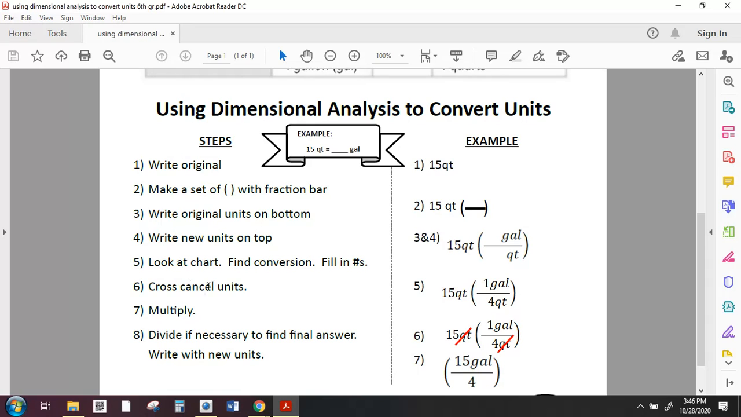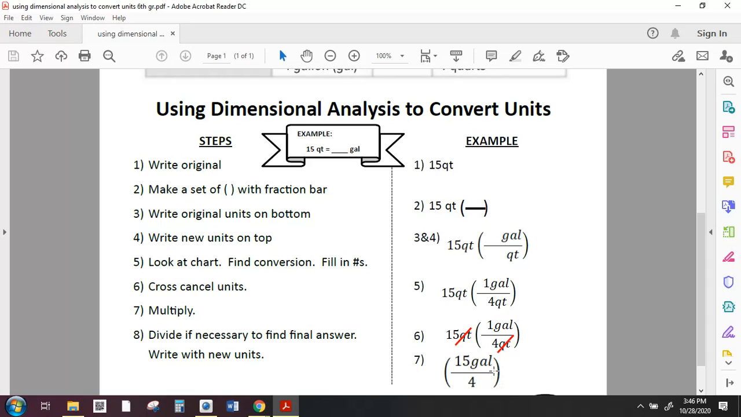Then we get to cross cancel the units, just like we were doing with the fractions with multiplication. This is really over 1, right? This is really in the numerator, the 15 quarts. So I've got a quart on the top and a quart on the bottom, and they are gone. The only label left is gallons, which is perfect because I'm trying to find my gallons.